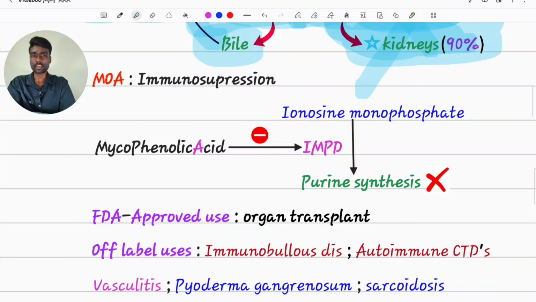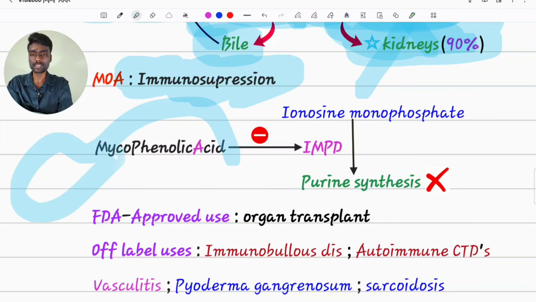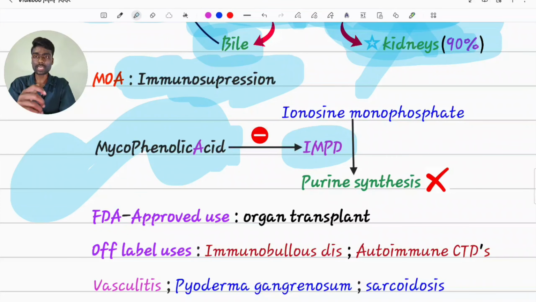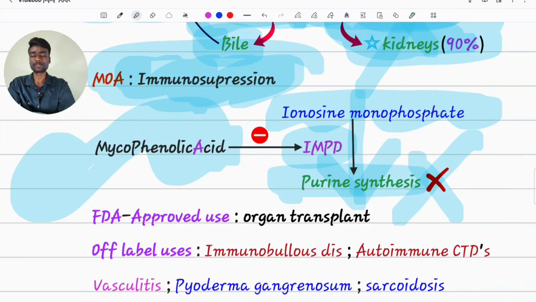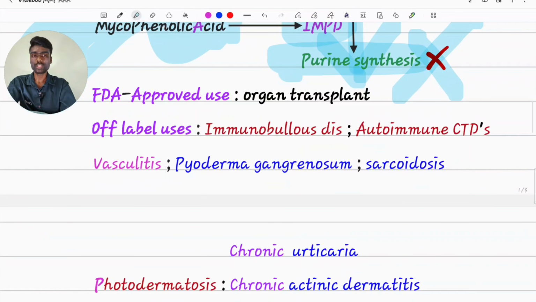Coming to mechanism of action, it is mainly immunosuppression. This mycophenolic acid, which is an active metabolite, inhibits inosine monophosphate dehydrogenase selectively in activated lymphocytes, thus inhibiting inosine monophosphate from getting converted to purines. Thus, there is no purine synthesis, exhibiting immunosuppression. Coming to FDA approved uses, only one use is organ transplantation.